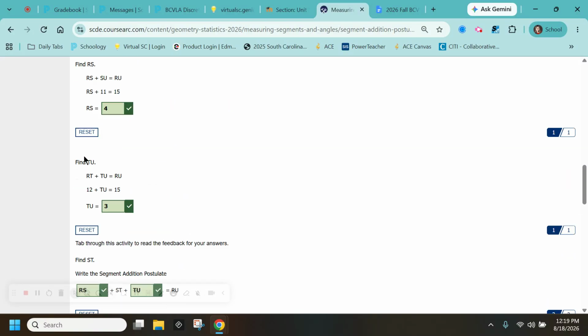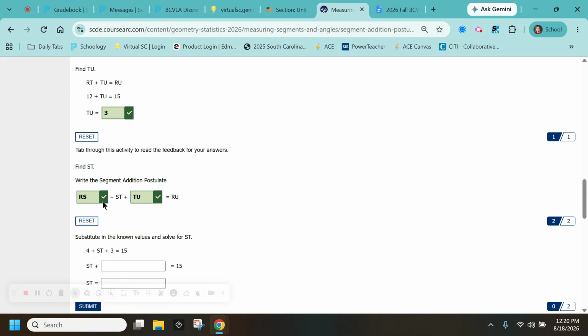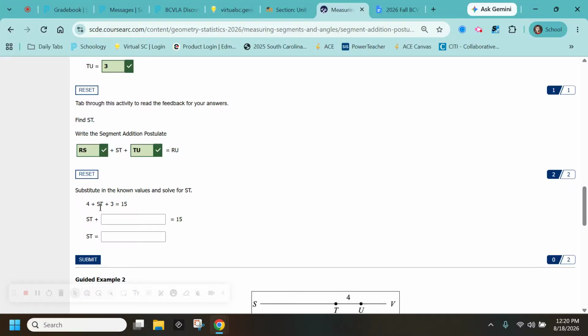So we know RS from up here is 4. ST, we don't know. We're finding that. TU from up here is 3. And we know from the beginning that RU is 15. So combine your like terms. 4 plus 3 makes 7. Subtract 7 from both sides to find our missing segment. 15 minus 7 is 8.